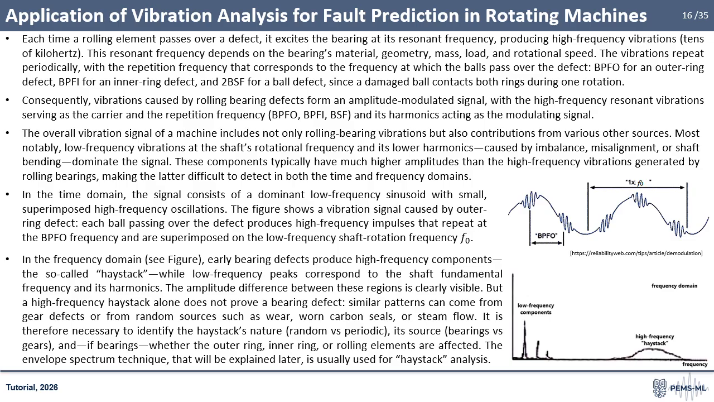In the frequency domain, early bearing defects appear as a high-frequency haystack, while low-frequency peaks correspond to the shaft fundamental frequency and its harmonics. However, the presence of a haystack alone does not confirm a bearing defect, since similar patterns can arise from gear faults or random sources such as wear or flow-induced vibrations. To distinguish between random and periodic high-frequency excitation, identify whether the haystack originates from bearing or gear defects, and, if a bearing fault is present, determine whether the outer ring, inner ring, or rolling elements are affected, the envelope spectrum of the signal should be analyzed, as will be explained later.